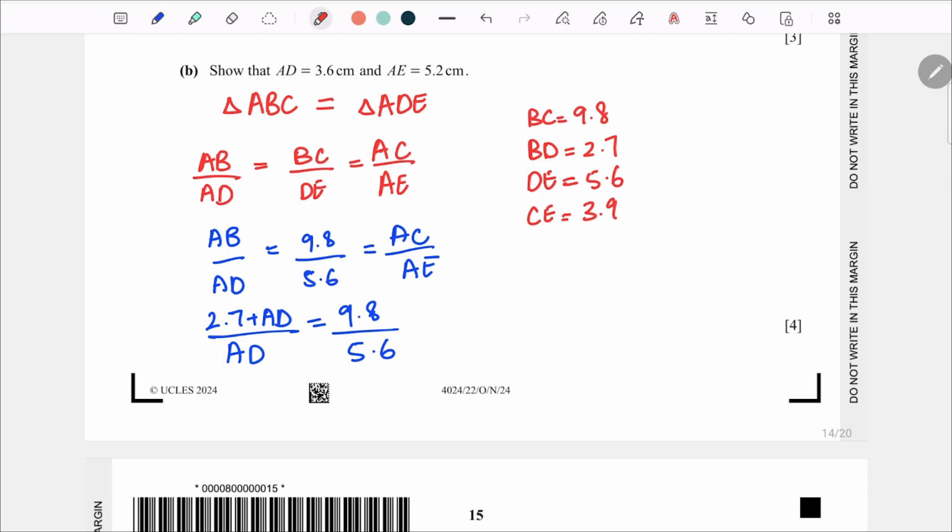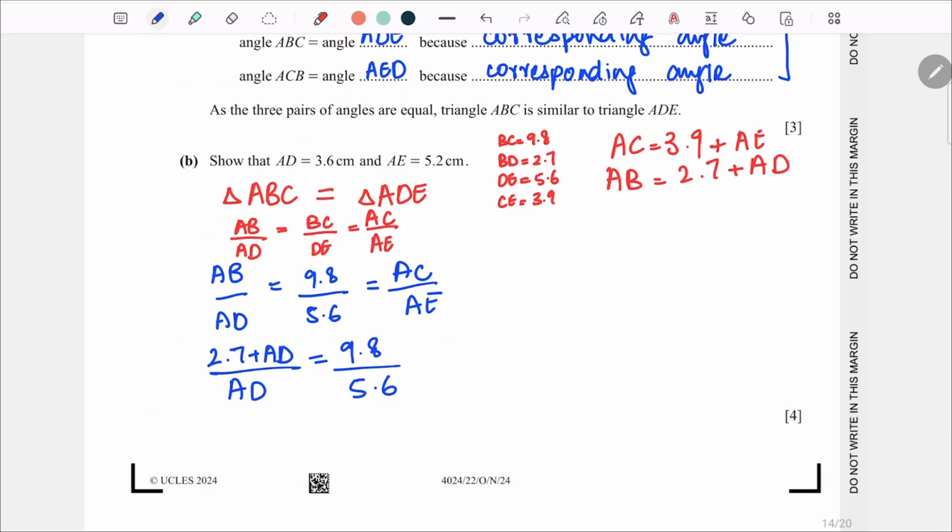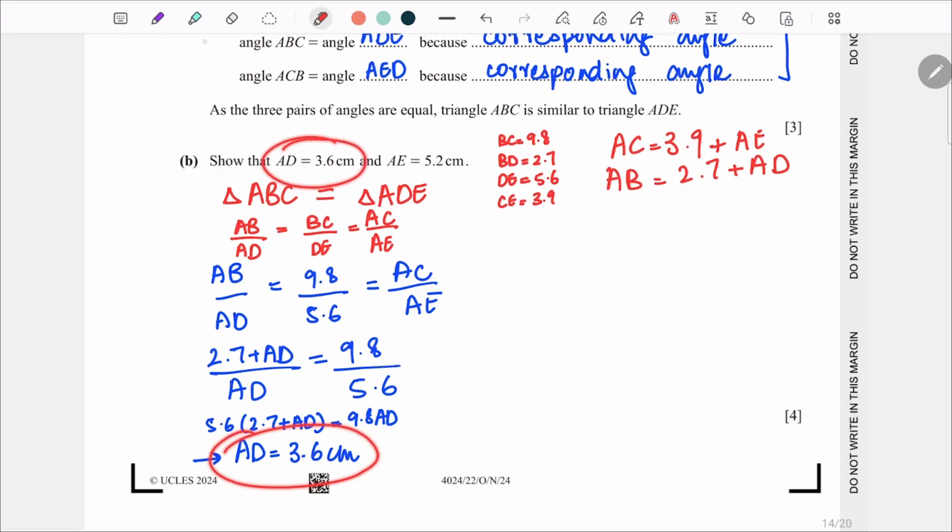Now first I'm going to solve this equation to find the value of AD. So I'm going to write 5.6 multiplied by 2.7 plus AD equals 9.8 AD. When I simplify this, I'm going to be getting AD is equal to 3.6 centimeters. I've proven the value of AD to be 3.6, that was given in the question.